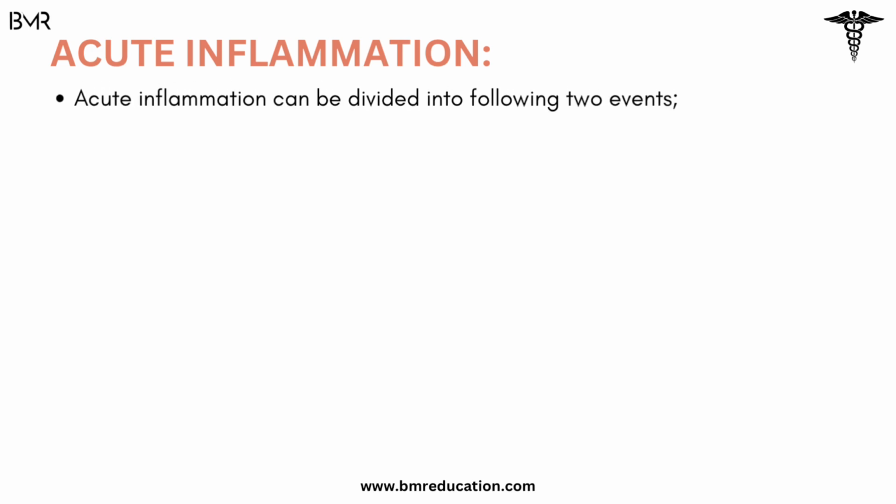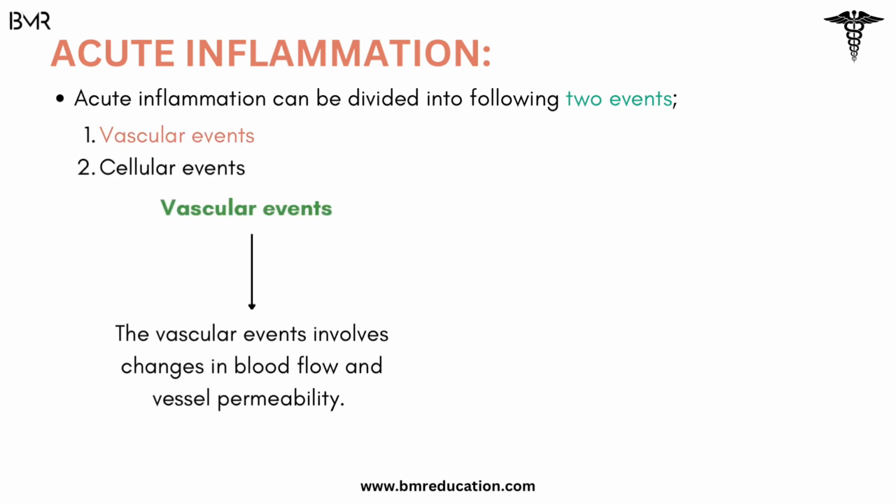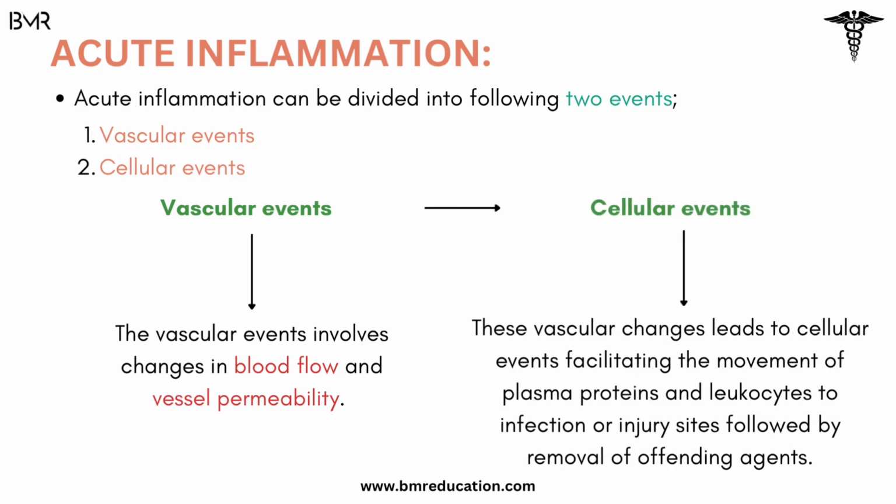Acute inflammation can be divided into the following two events: vascular and cellular events. The vascular events involve changes in blood flow and vessel permeability. These changes lead to cellular events, facilitating the movement of plasma proteins and leukocytes to infection or injury sites, followed by removal of offending agents.